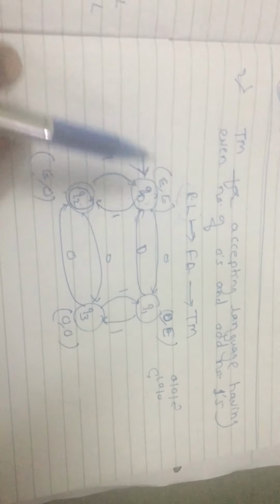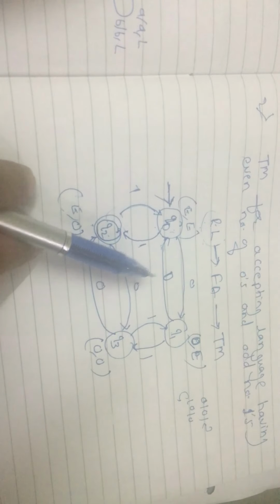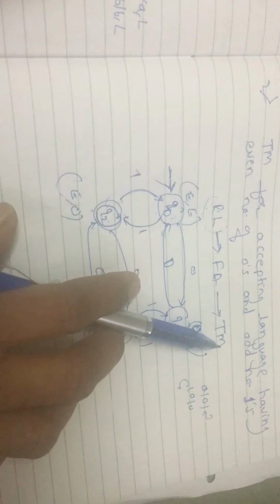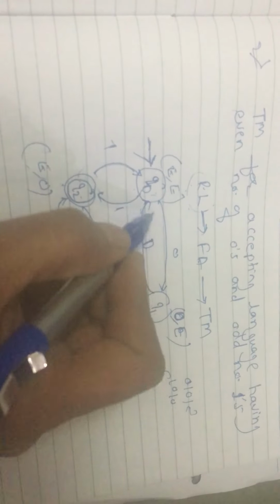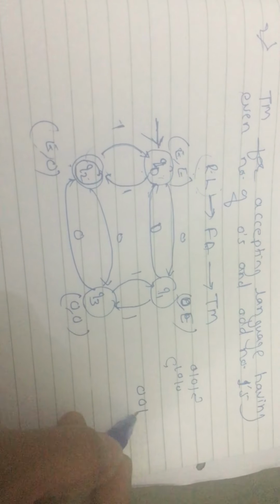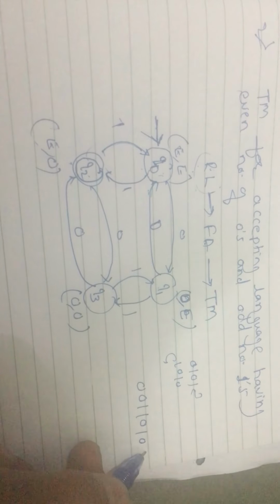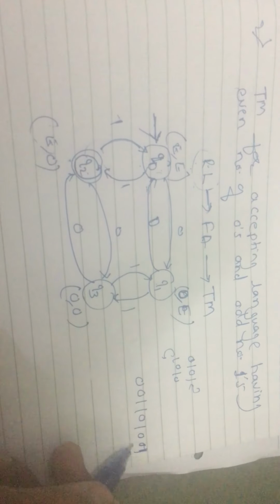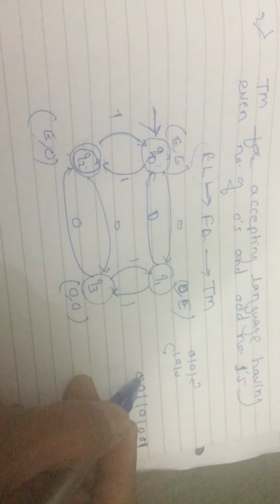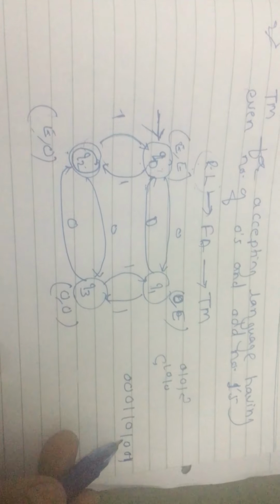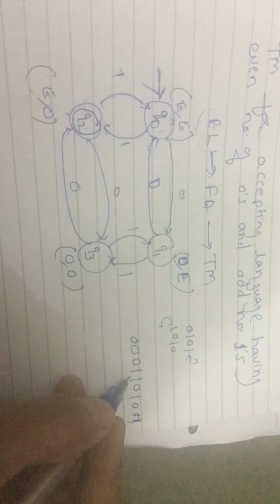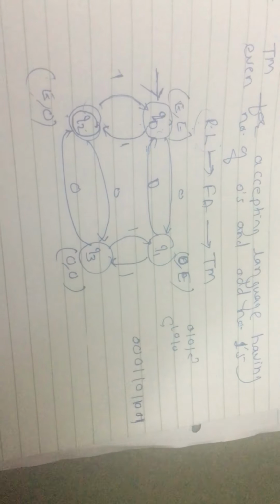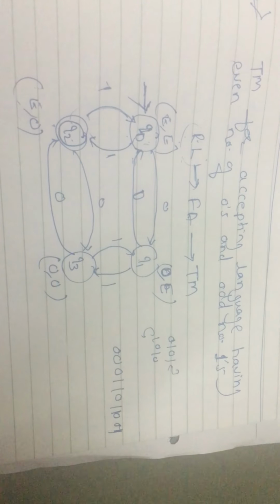Now how to convert this finite automata into a Turing machine? The things will be as they are. Consider this string: 0 0 1 1 0 1 0 0 1, and one more 0 is required, so take one more here. This string has an even number of zeros and an odd number of ones.